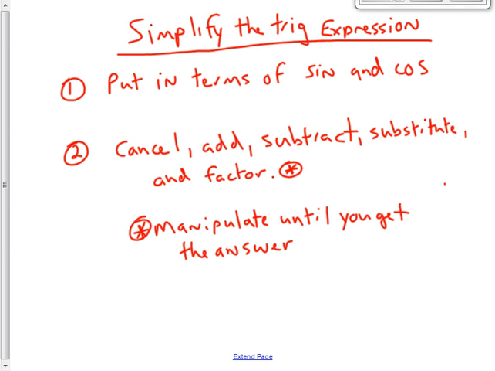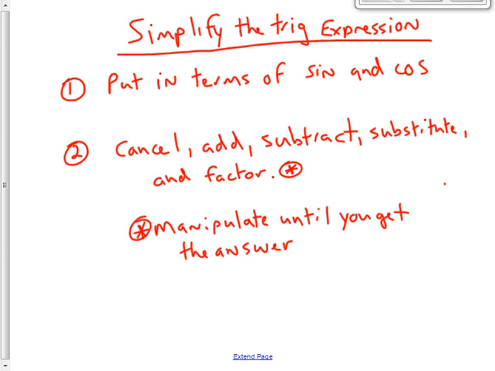The second thing is that once you do that, if there's anything on top or bottom of a fraction, you're going to try to cancel it. If there's fractions that you can add together, try to add them. If you can subtract them, subtract them. If you can do some substitution, plug in a different equation that means the same thing, go ahead and do that. And then finally, we're going to factor. Basically, you're going to manipulate the problem until you get the answer.